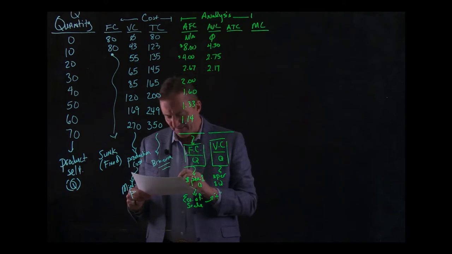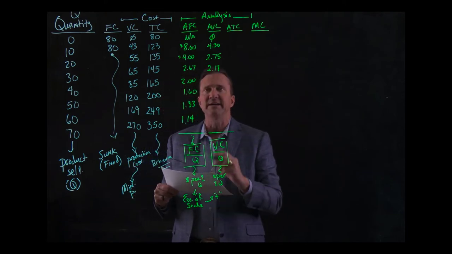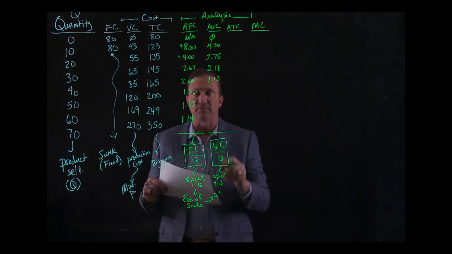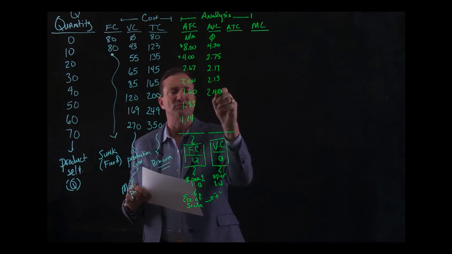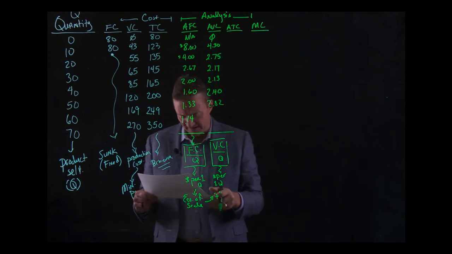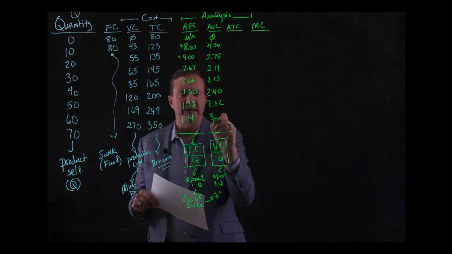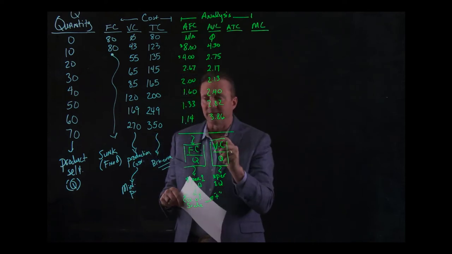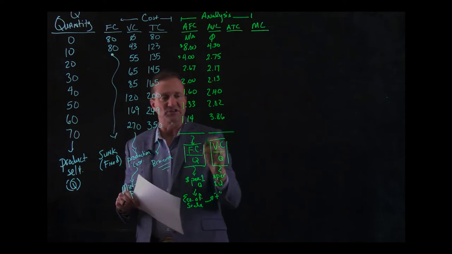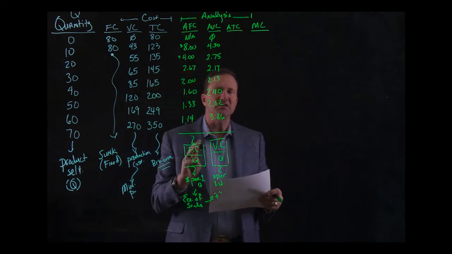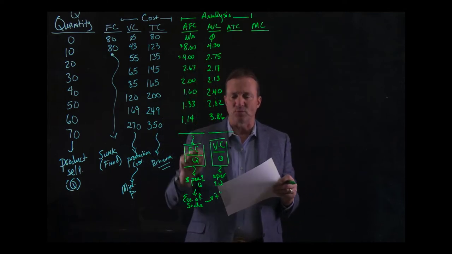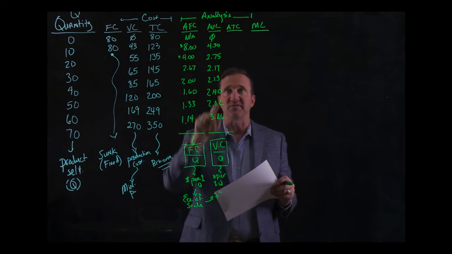But what's going to happen with variable cost is going to be the 2.17, the 2.13, and then the next is going to be, okay, it's going back up now, 2.40. The next one's 2.82. And then finally, the last one is 3.86. Again, I'm getting these by taking my variable cost of 270 divided by 70, which gives me 3.86. So average variable cost for most producers will drop in the beginning, and that's because we become very efficient with our use of these inputs.